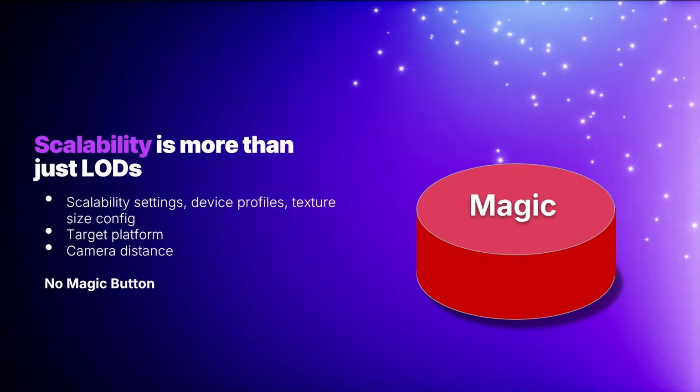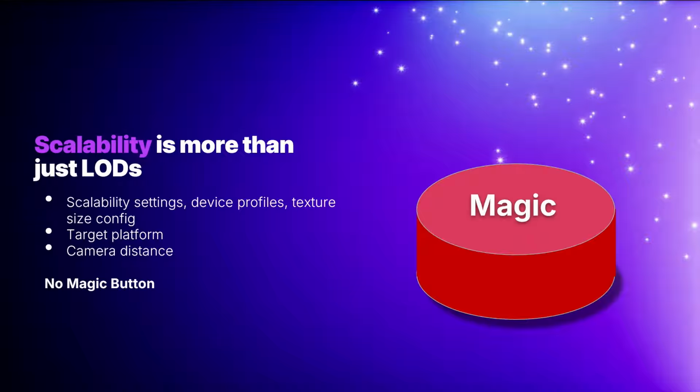And the best thing that you can do is think about your target platform, your primary one, and go from there. Also, a really simple thing is your camera distance. If your camera is not going to get close to your metahuman, you may not need some of the high-end features that metahumans provide. But ultimately, there's no magic button. There's going to be work once you create your metahuman to get it optimized for your game.